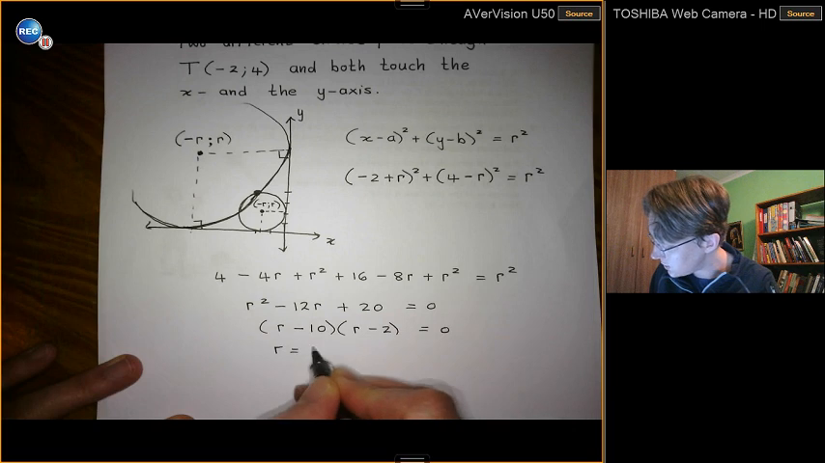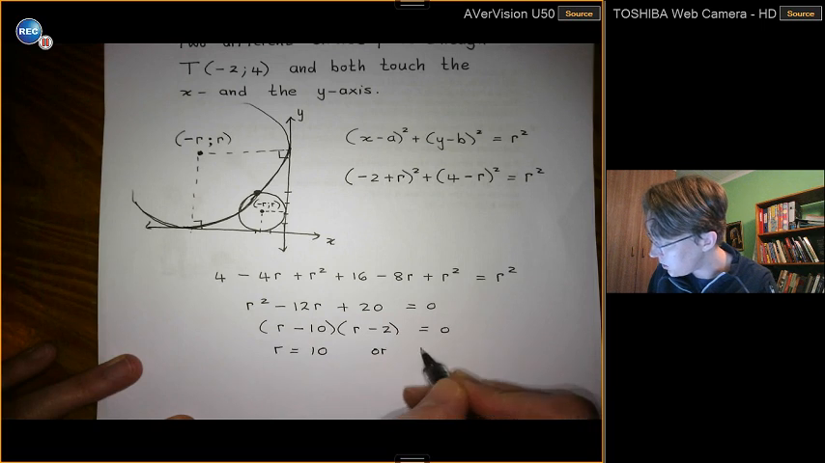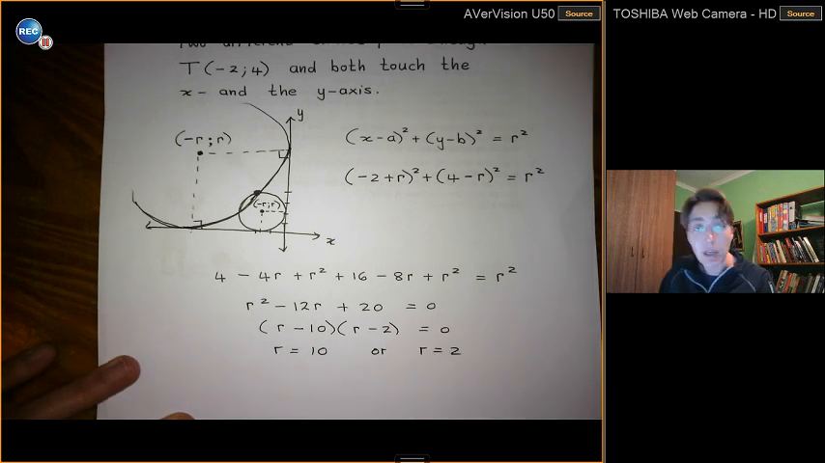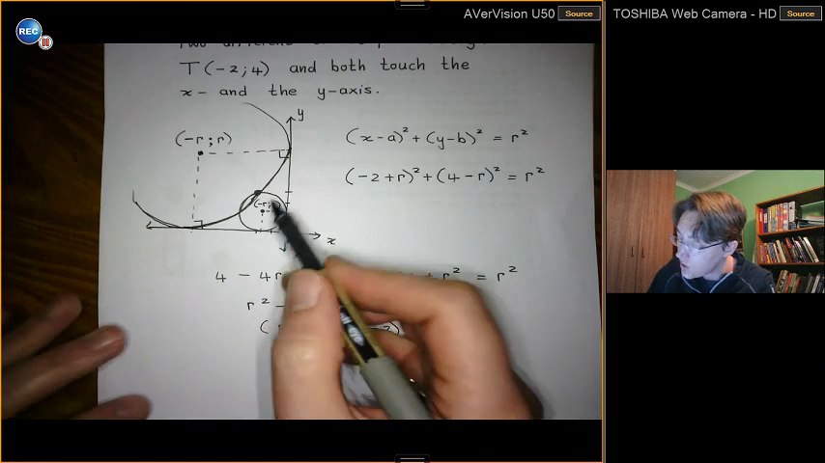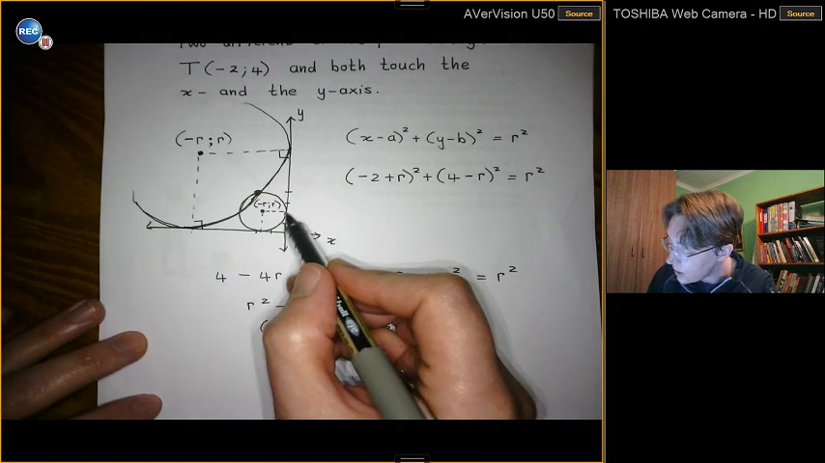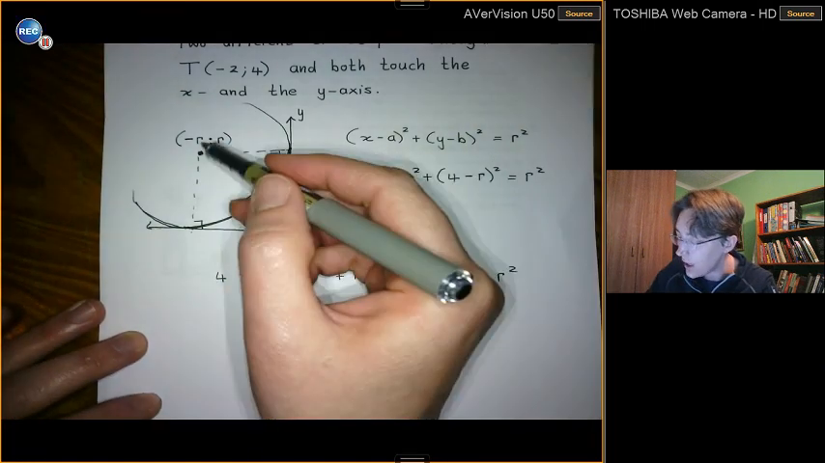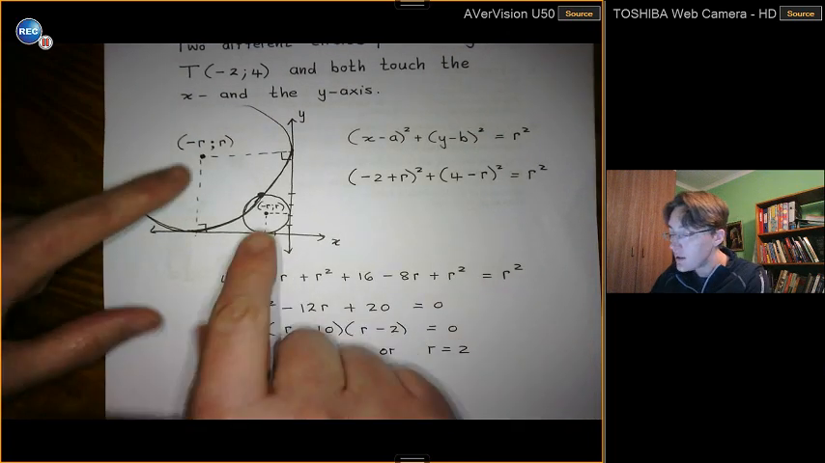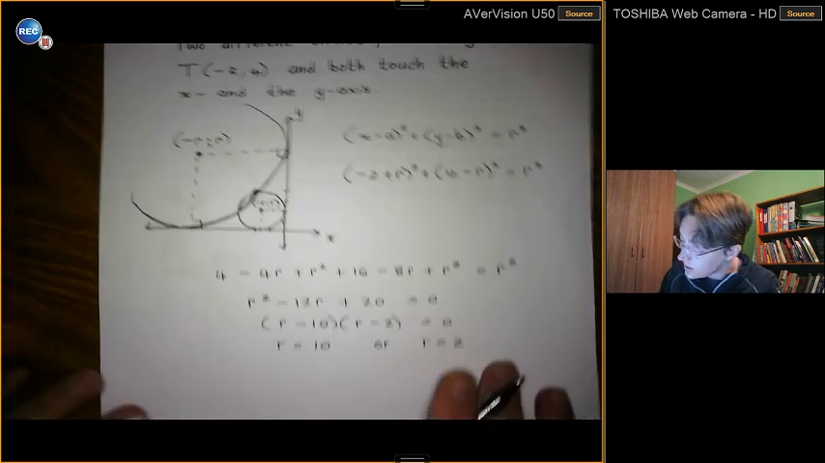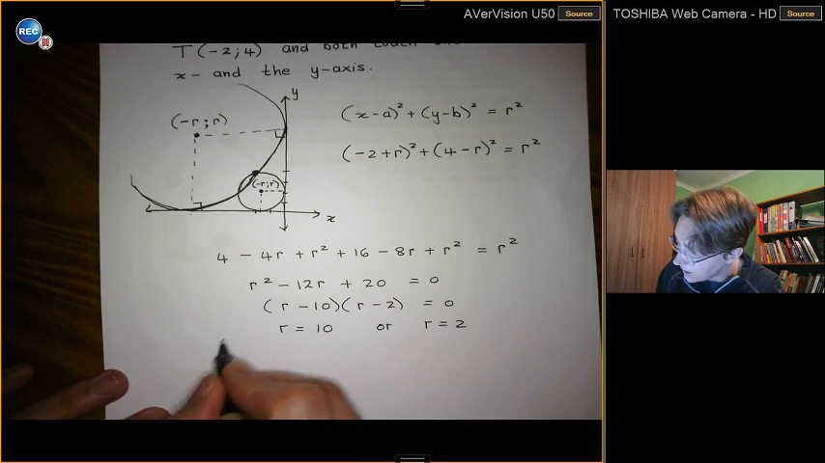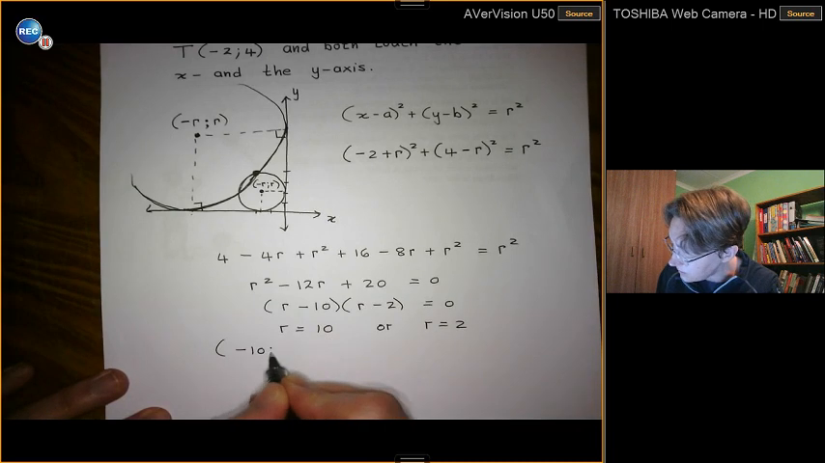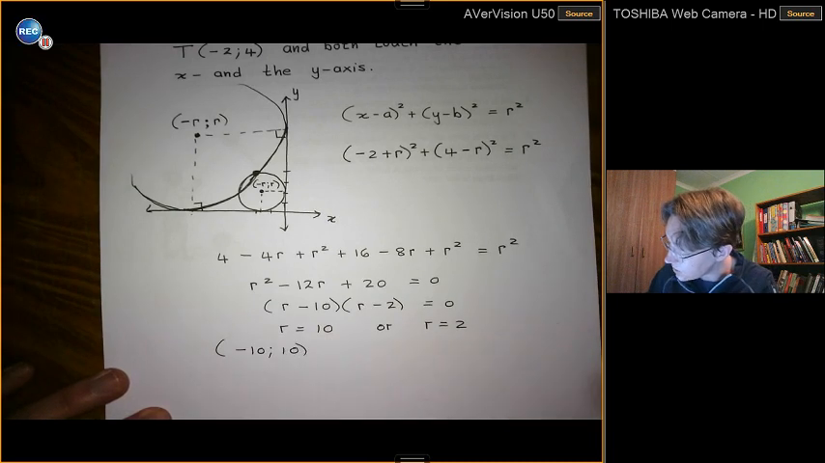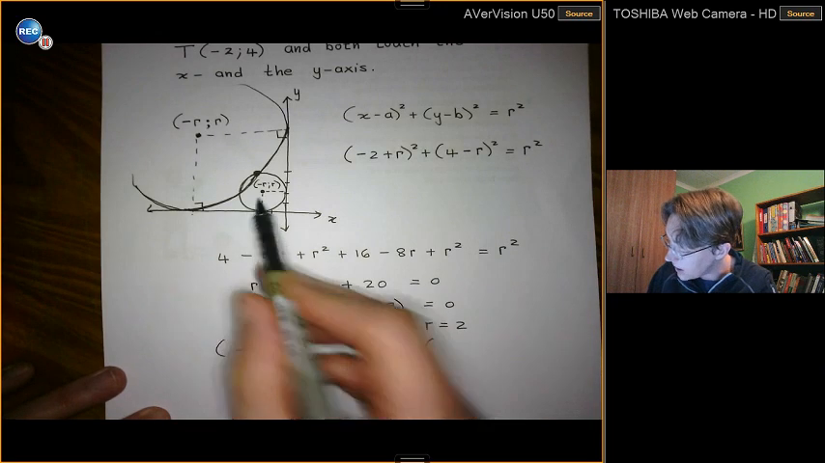So r is equal to 10 or r is equal to 2, which makes sense because we did draw a tiny little circle which clearly has a radius of 2 and a much bigger circle which clearly has a radius of 10. So now we actually know the centers of these circles. The center of the first circle, because r is 10, is going to be the point minus 10, 10. The center of the second circle is then going to be the point minus 2, 2.